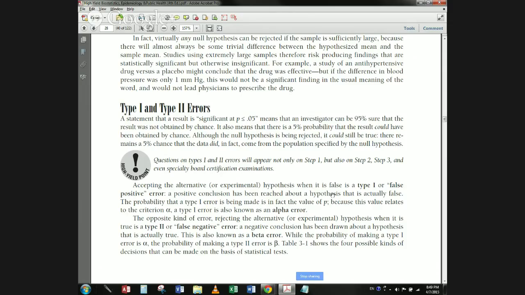The opposite kind of error, rejecting the alternative or experimental hypothesis when it is true, is a type 2 or false negative error. A negative conclusion has been drawn about a hypothesis that is actually true. This is also known as a beta error. While the probability of making a type 1 error is alpha, the probability of making a type 2 error is beta. Table 3.1 shows the 4 possible kinds of decisions that can be made on the basis of statistical tests.